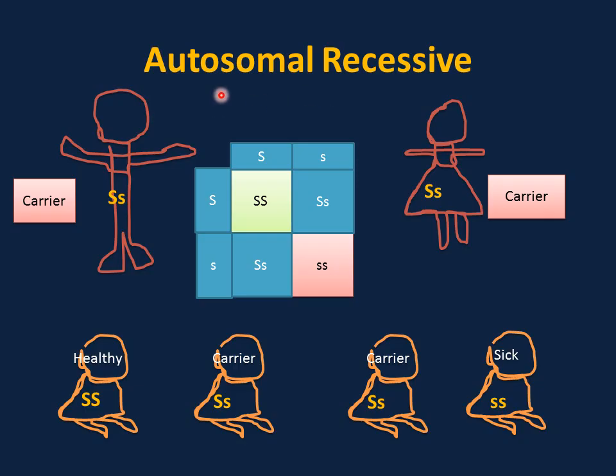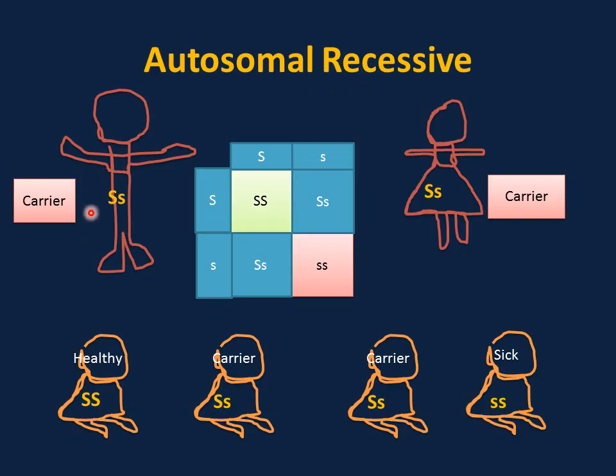Autosomal recessive. Autosomal means body chromosomes, meaning the conditions associated with autosomal can affect both males and females equally. Recessive means that the affected gene or allele requires another one in order to express the disease. Different from autosomal dominant, where one affected allele will express the disease, here you require two together.